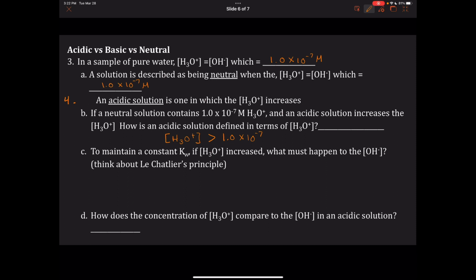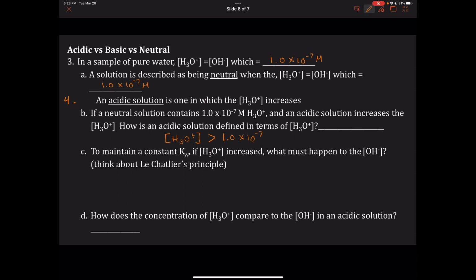Now, we've got water. Water interacts with itself. It reaches an equilibrium where we have these set amounts of hydronium and hydroxide. We add an acid to water. It increases the hydronium, making it an acidic solution. Now, we have just added a stress to our equilibrium. And in order to maintain a constant Kw, if we increase hydronium, we're going to have shifts in our equilibrium. So we're going to see that something happens to our hydroxide.